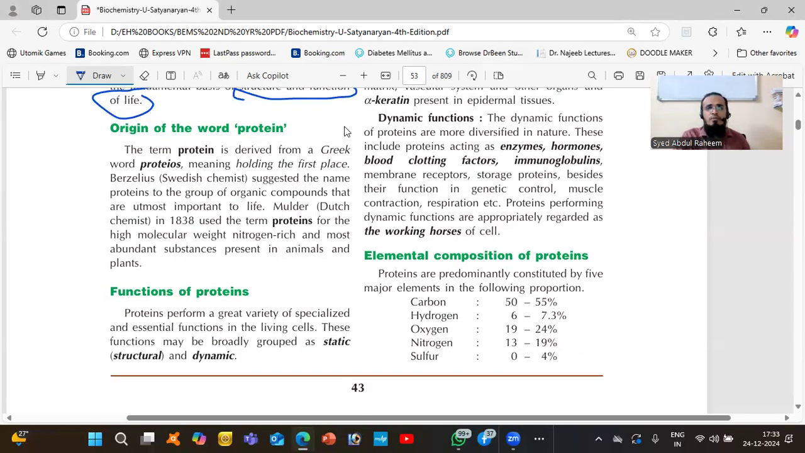Okay, what does protein mean? Protein is from the Greek word proteios. It means organic compounds that are of utmost importance to life. Okay, they are higher in molecular weight and have nitrogen. It is present in animals and plants also. So proteins are very important for the structure and function of the cell. Okay, this is very important.